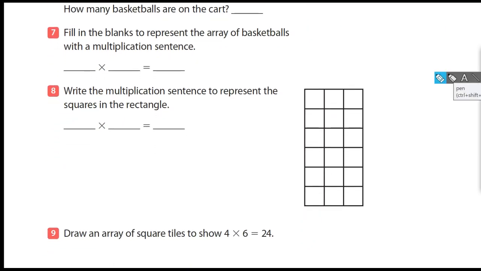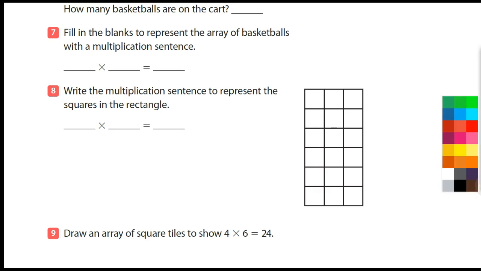Now 7 says, fill in the blanks to represent the array of basketballs with a multiplication sentence. We did that one already, Sam? Okay, 8. Write the multiplication sentence to represent the squares in the rectangle.